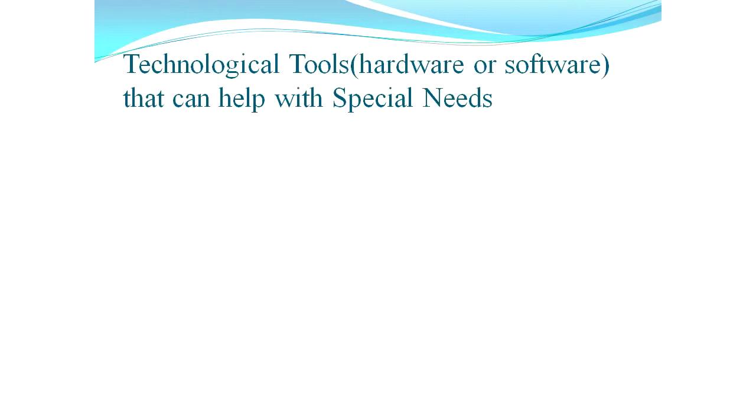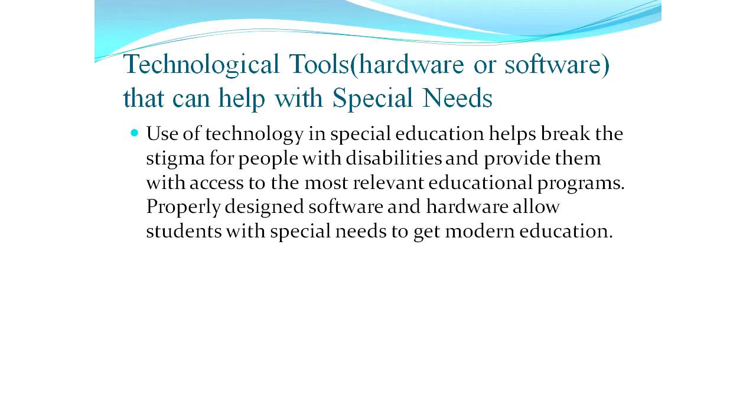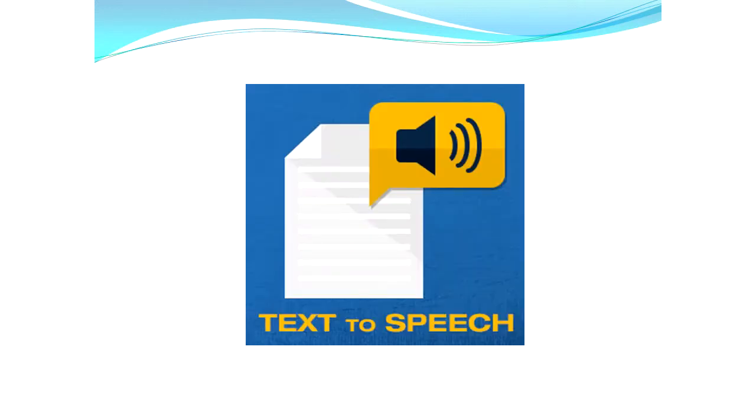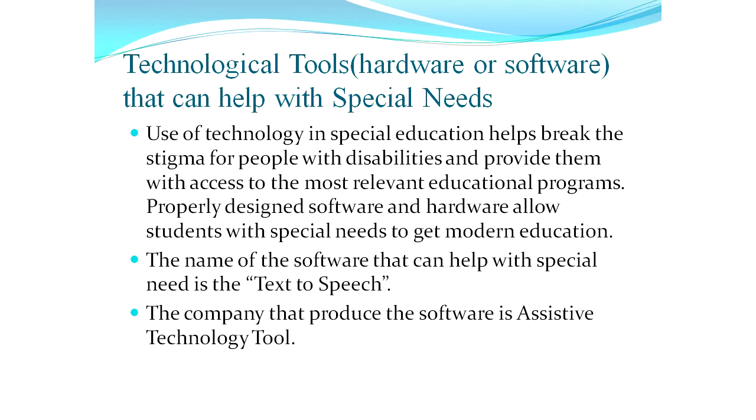I will now look at one technology software that can help with special needs. The use of technology in special education helps break the stigma for people with disabilities and provides them with access to the most relevant educational programs. Properly designed software and hardware allows students with special needs to get a more modern education. The name of the software that can help with special needs is Text-to-Speech. The company that produces the software is Assistive Technology.